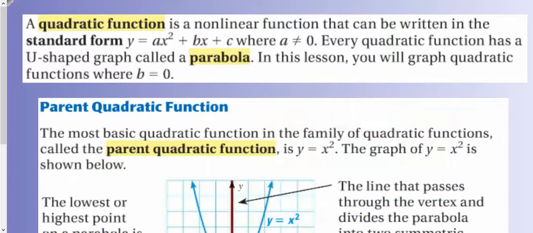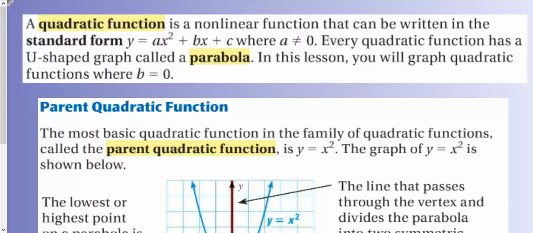And we can do tons of these. I'm going to go over the vocab, and then we're going to go through graphing a few more. So a quadratic function is a nonlinear function. It's not a line. It's U-shaped. That can be written in the form ax squared plus bx plus c, where a does not equal 0. B can be 0, c can be 0, but a isn't going to be 0. If a was 0, it just turns into a line.